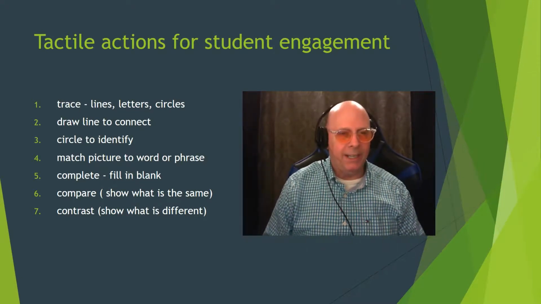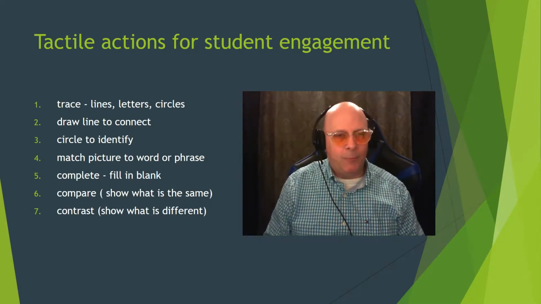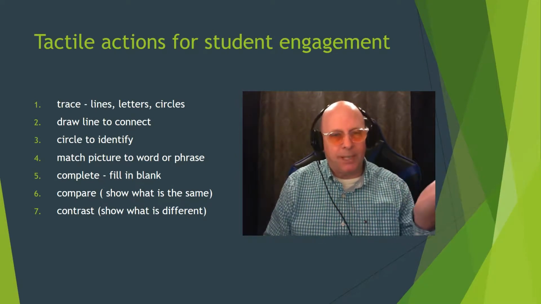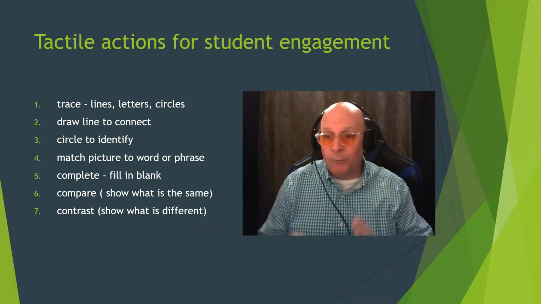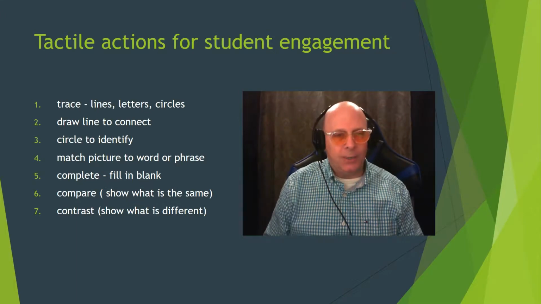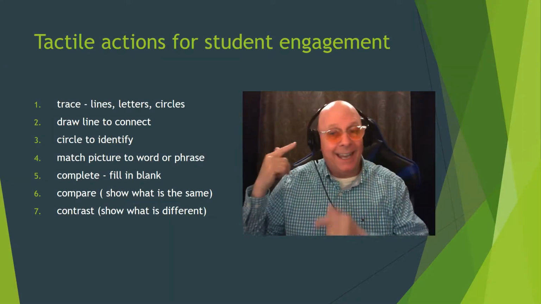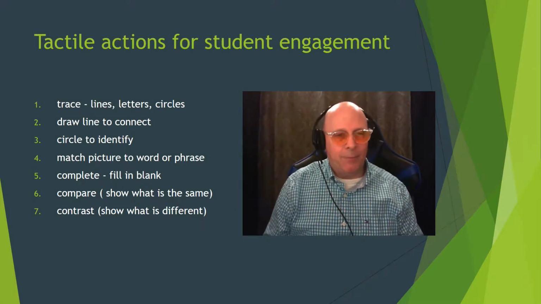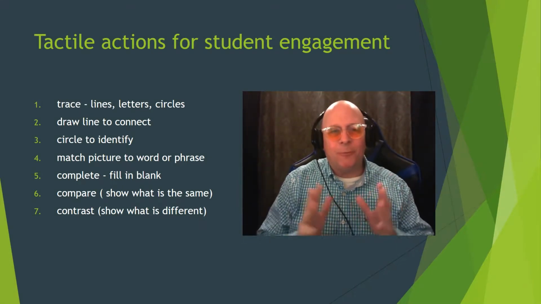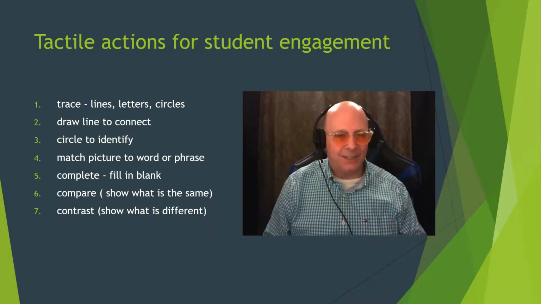And number 3, to circle to identify. Number 4 is to match a picture to a word or to a phrase. So that way the student learns what they see and compare to what they read and hear. Number 5 is to complete. That's to fill in the blank, put in the correct word, provide the answer.